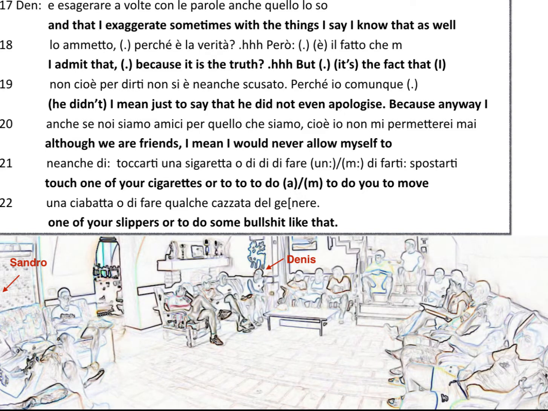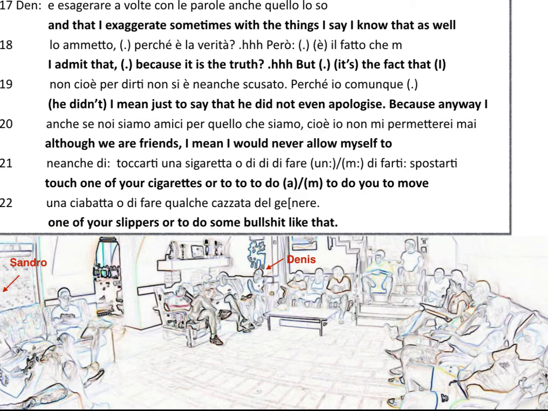Okay, so what the client, I'm going to read this in a moment, what he's doing here is he makes a bit of an admission in this case. So he's accommodating, more than the staff member so far. Sometimes I exaggerate with the things that I say. I know that. I admit that. It's the truth. But the fact is, he did not even apologize.